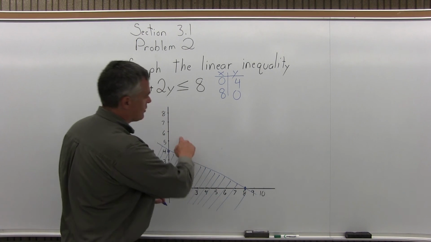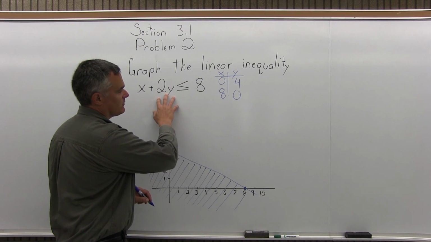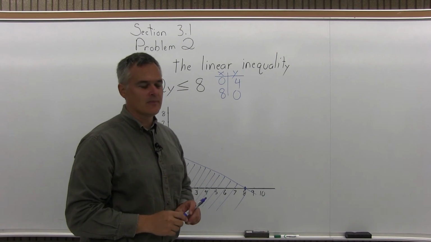Like that. And any point that I could have picked up here from the blank region would have given me a false statement, like 12 is less than 8. And that's the graph.